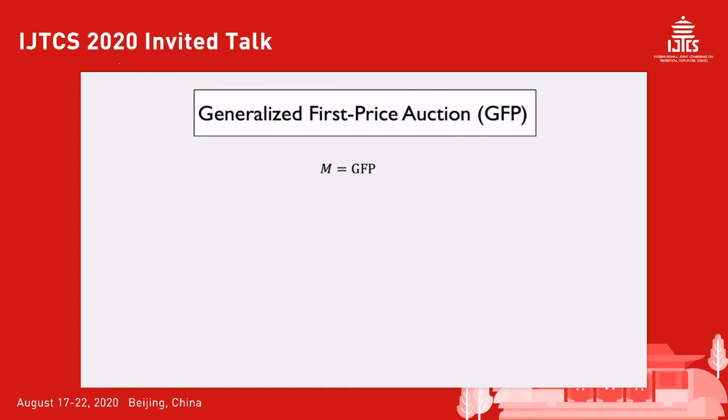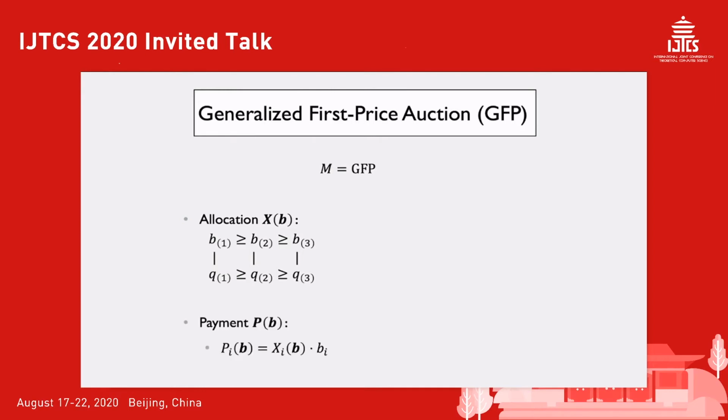The allocation rule of GFP is as follows. The seller sorts the bids non-increasingly and sorts the slots by their quality non-increasingly as well, and then allocates the best slot to the highest bidder, the second slot to the second bidder, and the last slot to the last bidder. That's the allocation. For the payment, each bidder pays her bid for each click. So the payment of bidder i is the allocation x_i times the bid b_i. We emphasize that GFP is prior independent, which means that the allocation and payment do not depend on the prior distributions. They depend on bids only.